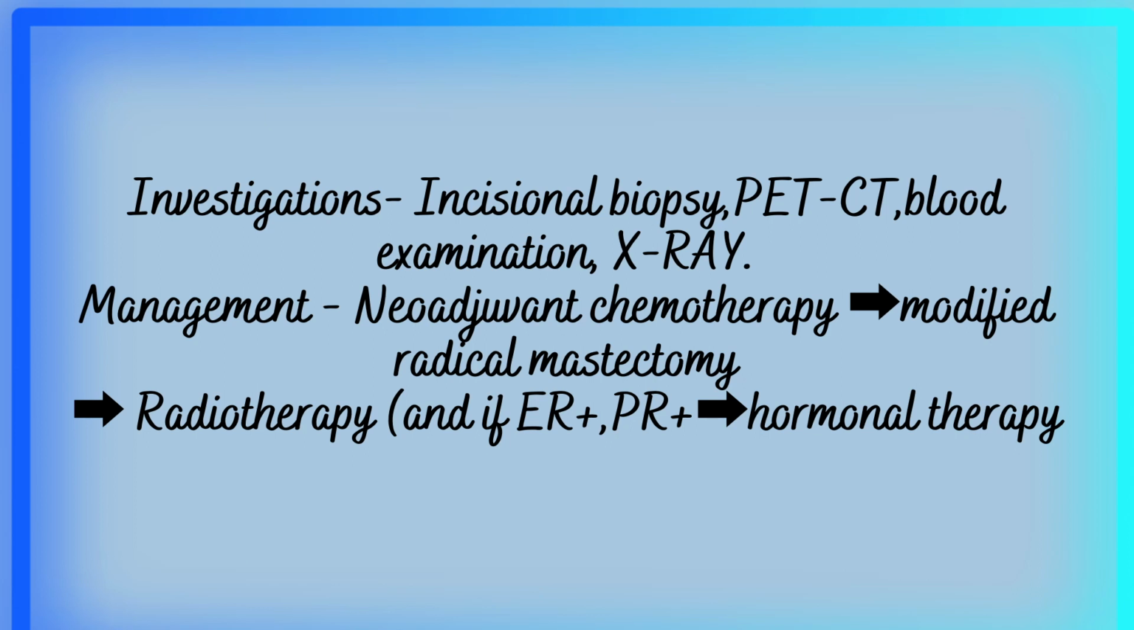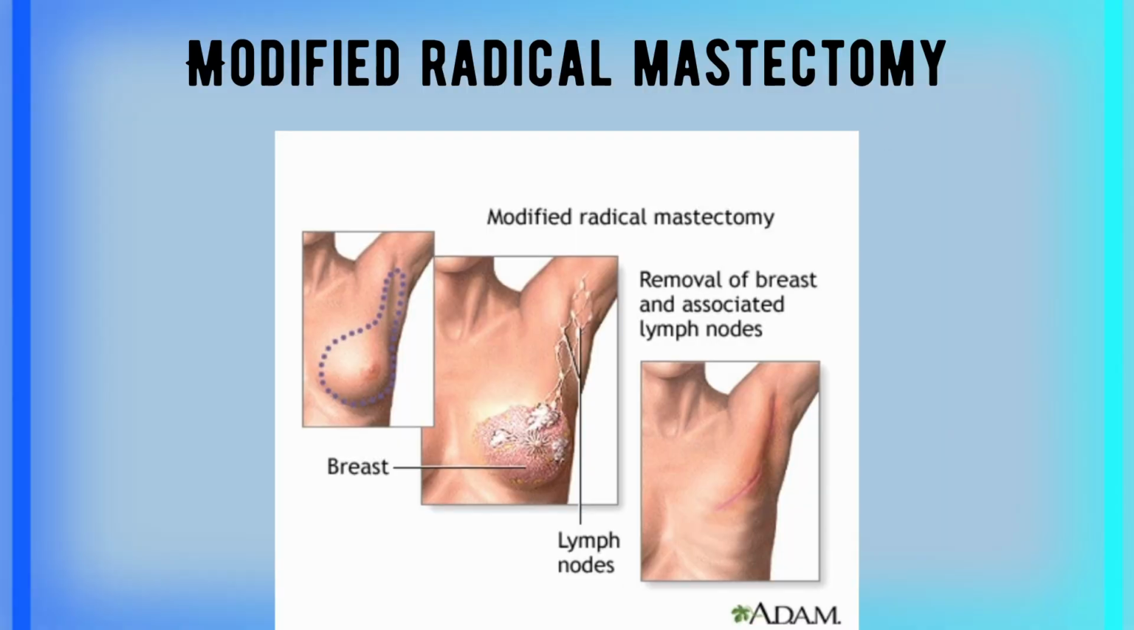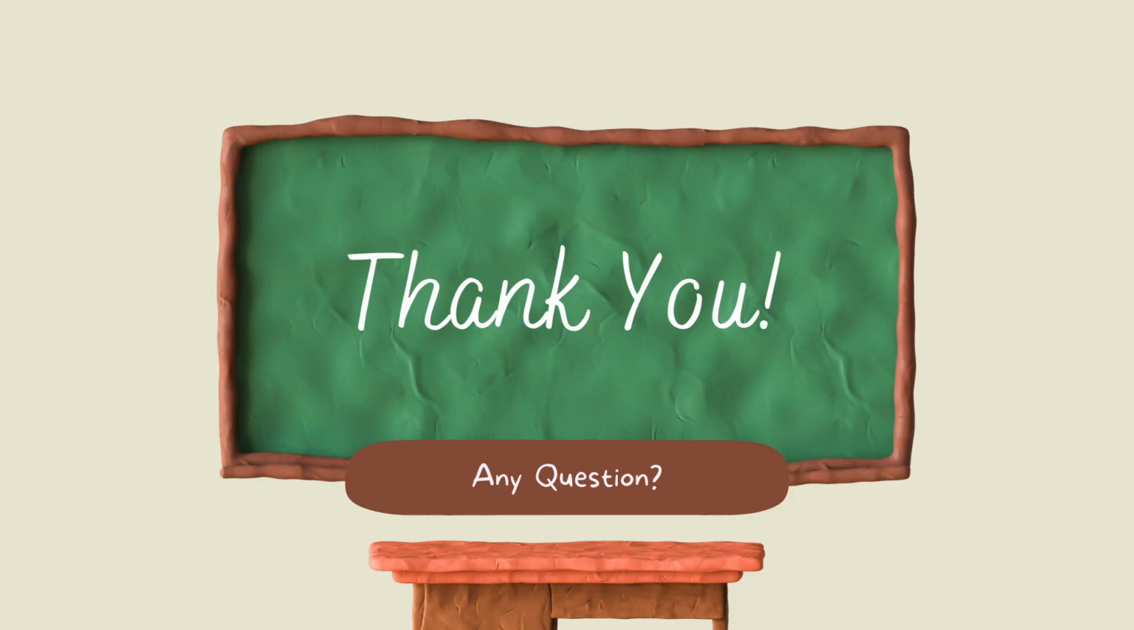Always after modified radical mastectomy, you have to go for radiotherapy to prevent recurrence. And if the tumor is ER/PR positive, that means estrogen receptor and progesterone receptor positive, you will read this in theory, you have to give her hormonal therapy as well. In this picture you can see modified radical mastectomy. This is how surgery is performed. You give an incision, remove the carcinoma, and also remove the associated lymph nodes. So this is all about the clinical case discussion of breast carcinoma.